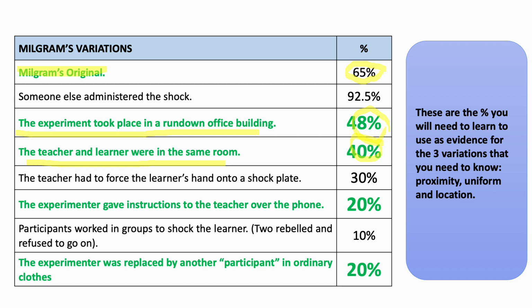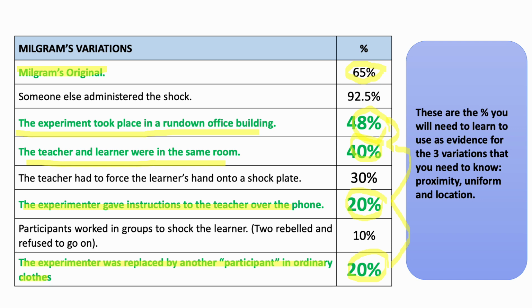When the experimenter gave instructions over the phone, again for proximity, so that distance between authority figure and participant increased, that decreased obedience to 20%. And then lastly, in ordinary clothes, when the experimenter was just wearing casual clothes, that also decreased obedience to 20%. So what you tend to find is all of these situational variables that you need to be aware of decrease obedience.